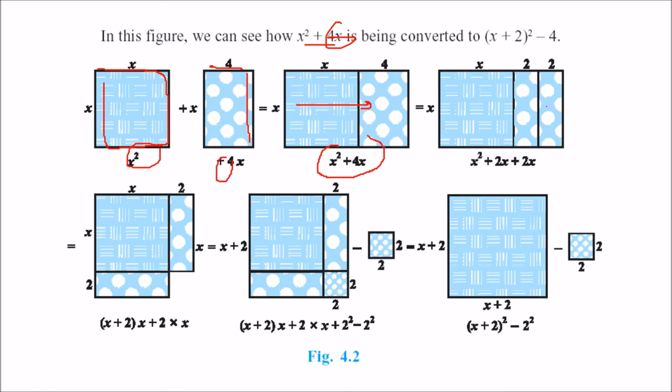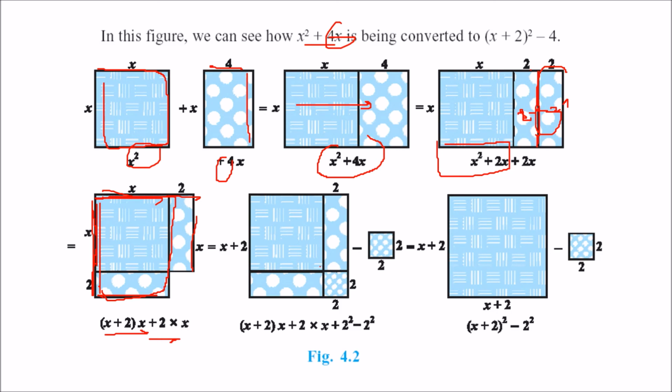Combine that. Now this 4x can be divided into 2x and 2x. So this is one 2x part, and this is the other 2x part, right? Now this 2x can be taken to this side. So what does this area become? This becomes x plus 2, and this becomes x. This is also x. So the area becomes x plus 2 into x, plus 2 into x, because this is remaining. So this becomes x plus 2 into x plus 2 into x.